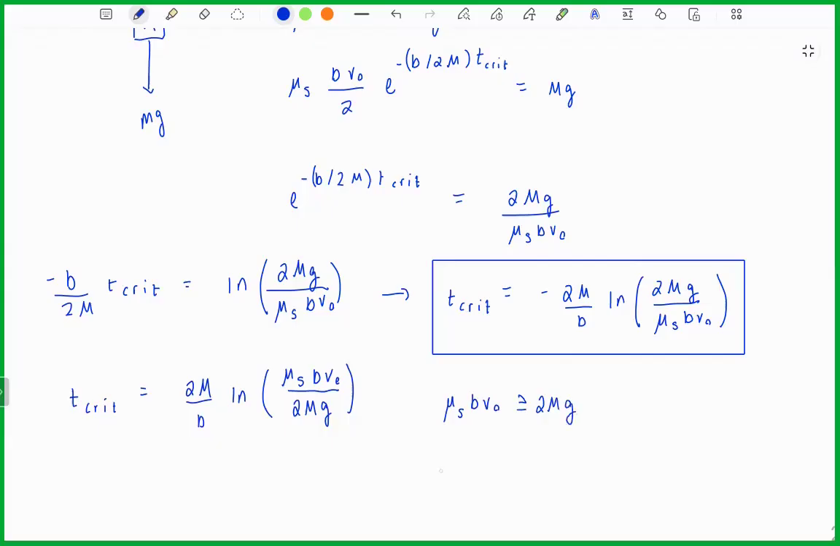So what does this actually mean? Let's divide through by 2. And what this statement is saying is that our initial force of friction, mu s times Fn, must be greater than or equal to mg. In other words, this is simply requiring that in the initial state, we be held up by static friction.